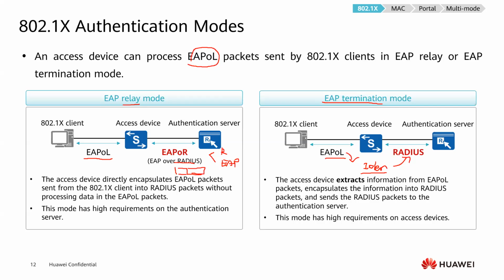So in this mode, the advantage is that most RADIUS servers can support PAP and CHAP authentication, and they can just recognize the RADIUS packet. However, the access device has a high requirement, because it needs to support the EAP protocol first to extract the basic information, and then encapsulate it into the RADIUS packet to the server. So there are two kinds of authentication mode for this technology.